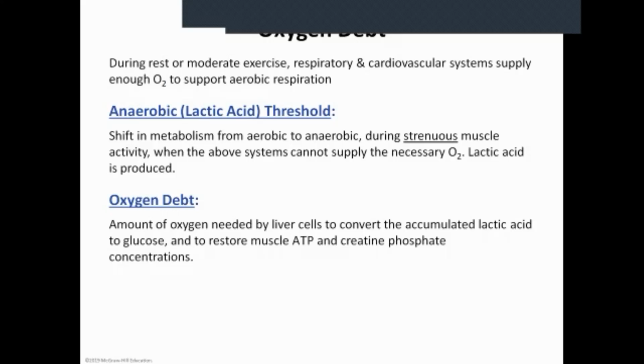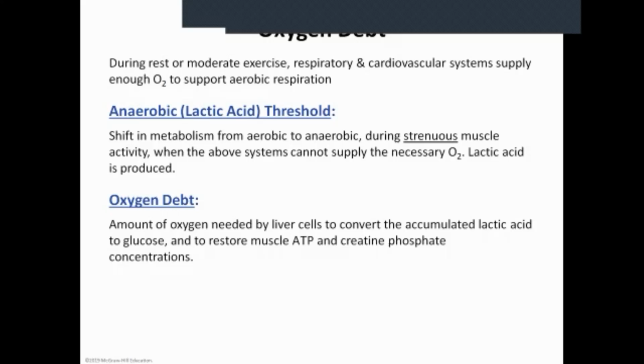Oxygen debt is the amount of oxygen actually needed to remove lactic acid from your body. And when you remove it, it restores the muscle ATP, as well as your creatine phosphate concentrations. So basically what you're doing is ridding the body of that lactic acid and converting it back to pyruvic acid. If they say you're converting it back to glucose, you're actually converting it to pyruvic acid to be able to run through aerobic respiration. So you actually need to remove this lactic acid and get your oxygen levels back up.